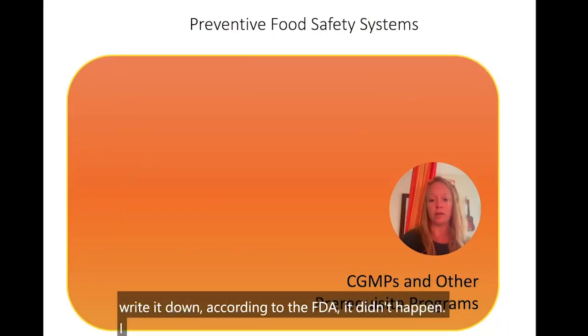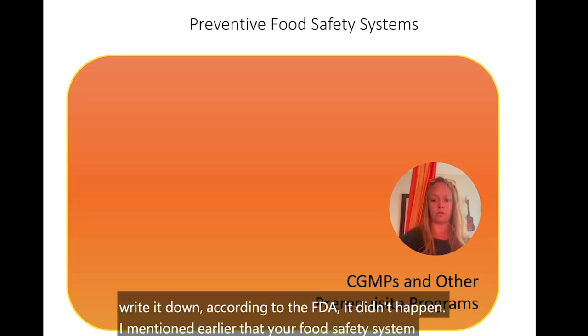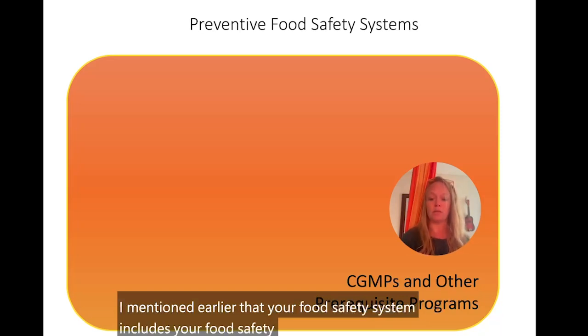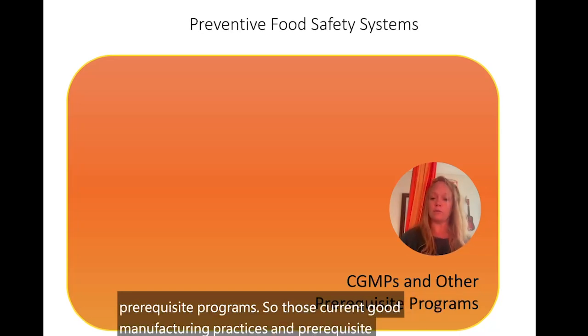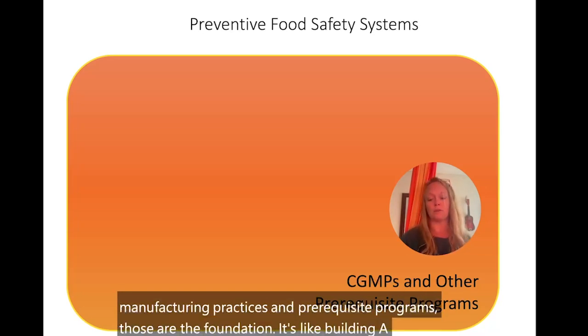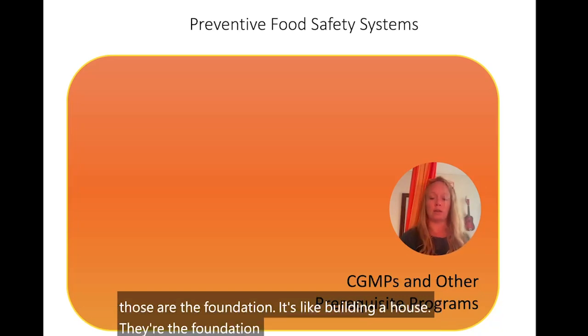I mentioned earlier that your food safety system includes your food safety plan, your GMPs, and other prerequisite programs. So those current good manufacturing practices and prerequisite programs, those are the foundation. It's like building a house. They're the foundation to having safe food.